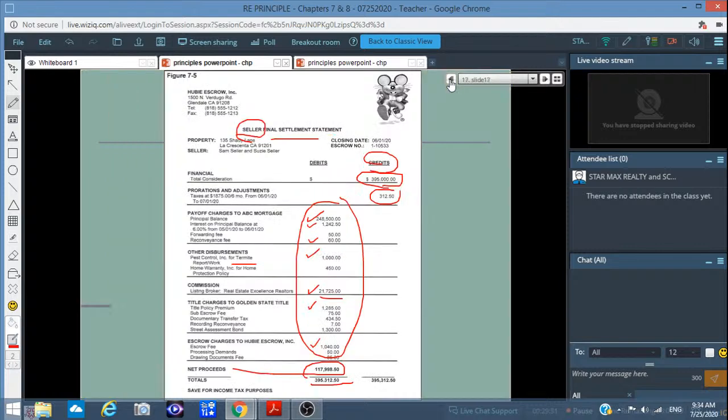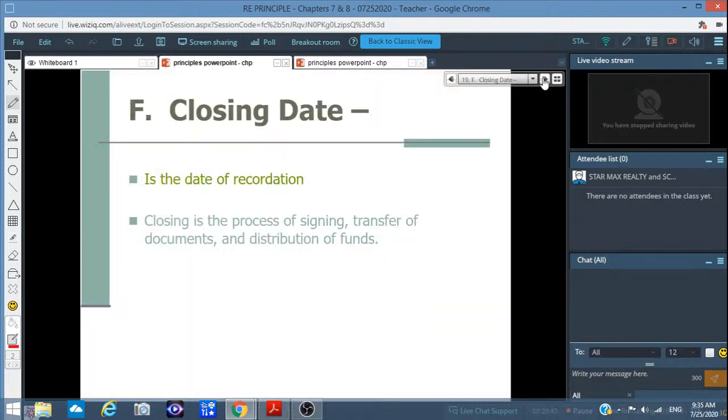Okay. Seller, it's just maybe like $3,000, other than commission and all the other stuff. Okay. All right. Closing date is the date of recordation. Okay, meaning that they go to the county and they record the grant deed.